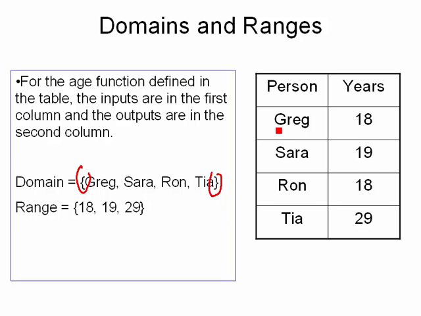The outputs were 18, 19, and 29, and notice even though 18 appeared here twice, when I write it down in the range, I only need to list it once, because all we're saying is these are the types of things that are there. I'm not actually listing every single one of them. If 18 appears more than once, I just have to write it down once.